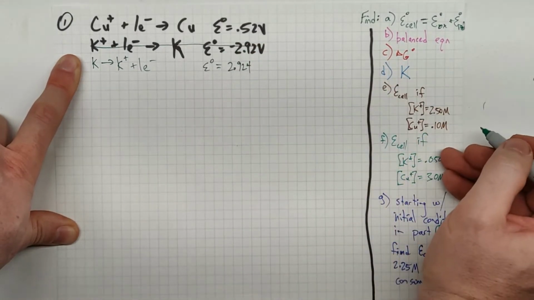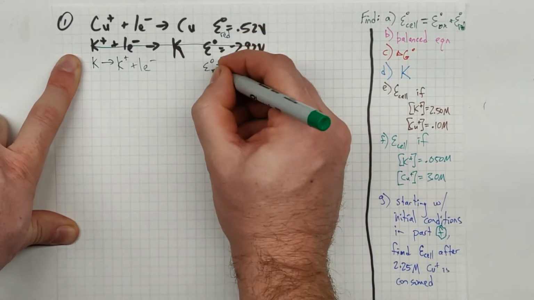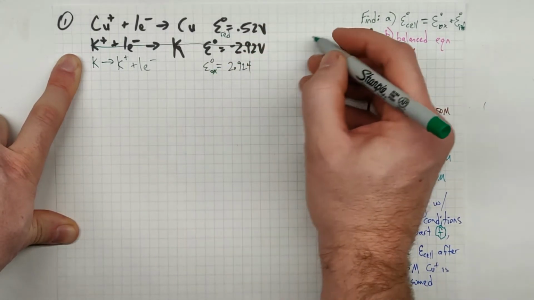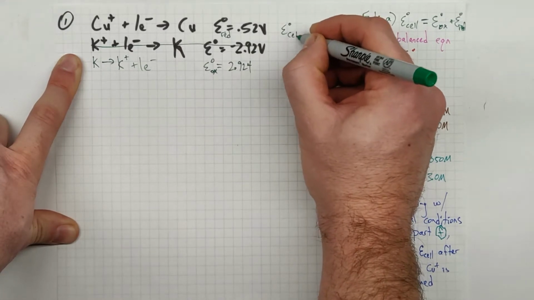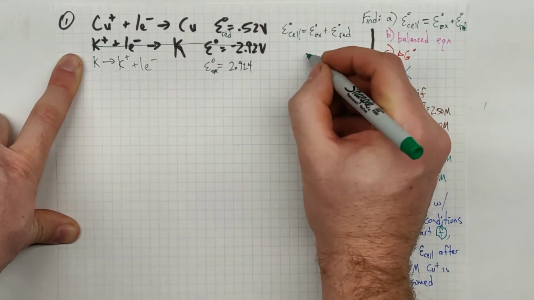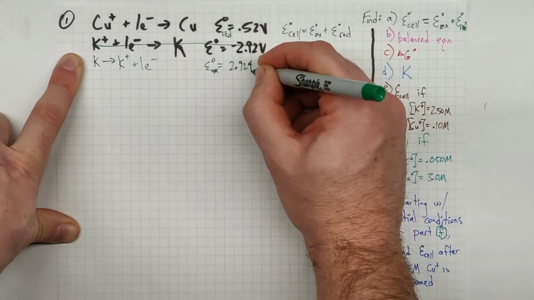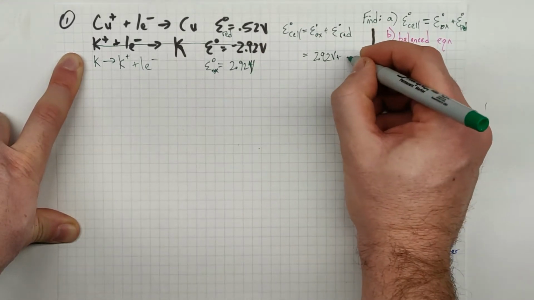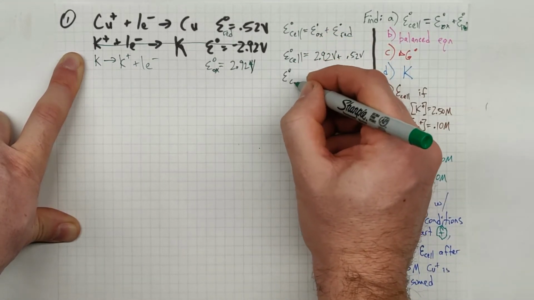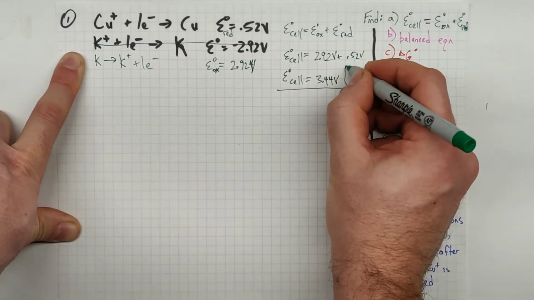All right, and as we look at this garbled equation over here, we have our reduction and we have our oxidation, and we just need to add those together. And so we end up with 0.52, and I guess I'll write that E standard cell. We've got, for our oxidation, 2.92 volts plus 0.52 volts, which gives us E standard for our cell of 3.44 volts.